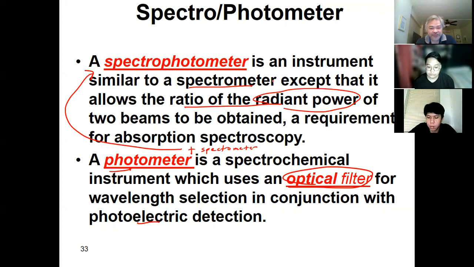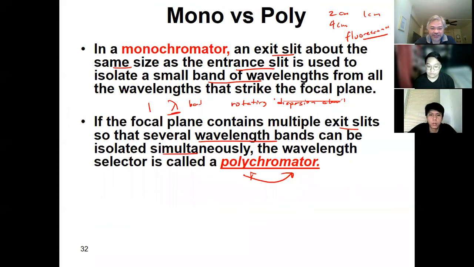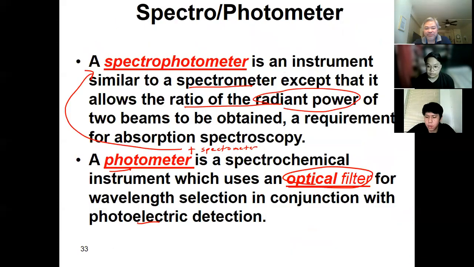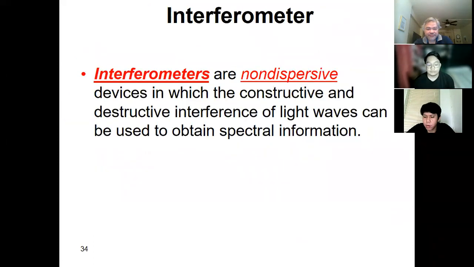Yung spectrometer naman, if you're going to look at the definition here, it employs a monochromator and polychromator in conjunction with photoelectric detection. So pag pinagsama mo yung pareho, meron ka ng tinatawag na spectrophotometer.